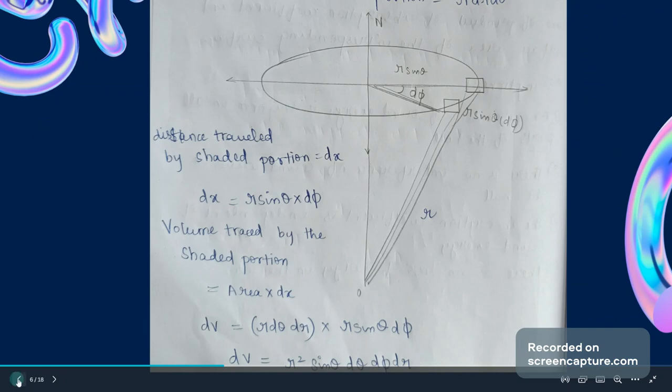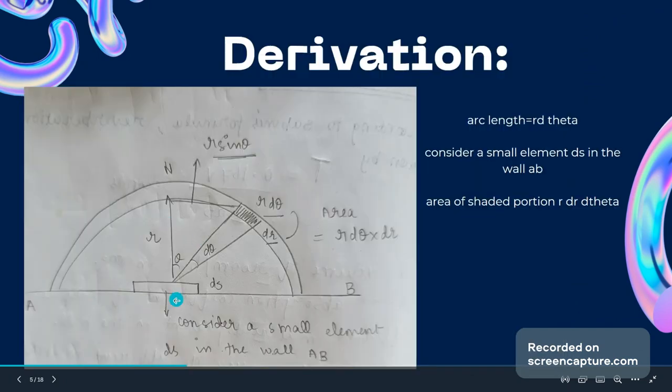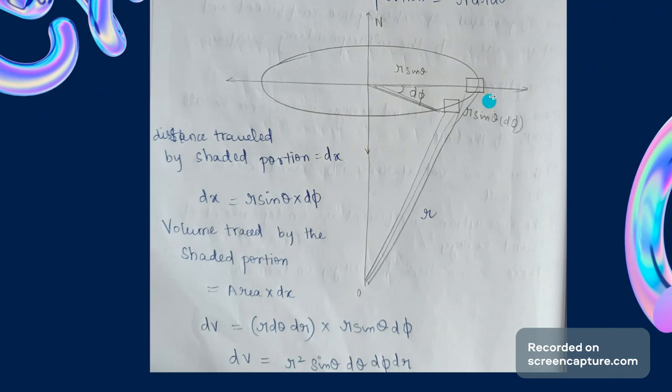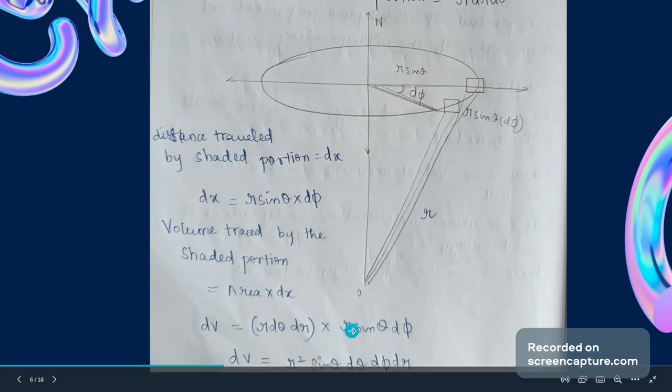This region can be thought of as this cone over here. This radius is r, but this radius is going to be r sine theta. When we are shifting that area from this point to this point by a minute difference, the length that has been traveled is given by dx, and this dx value is going to be equal to r sine theta into d phi. The volume traced by the shaded portion is going to be r sine theta into d phi into the area of that. So r dr d theta into r sine theta d phi, which is going to give the volume element dV, r square sine theta d theta d phi dr.